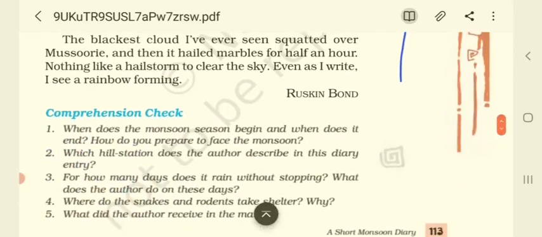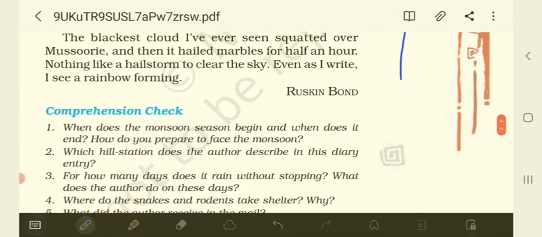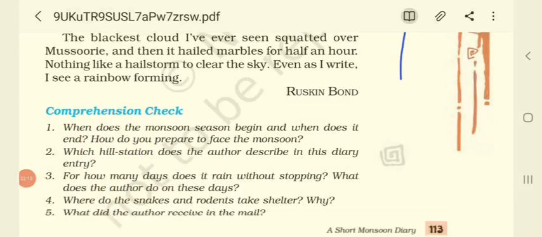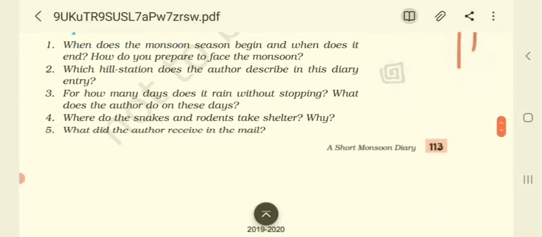So see, we have a comprehension section here. When does the monsoon season begin and when does it end? How do you prepare to face the monsoon? So, class, based on your understanding of the text, try and answer it. Which hill station does the author describe in this diary entry? Very simple. It was mentioned in the last line, right? Missouri. For how many days does it rain without stopping? There were 8 to 9 days.